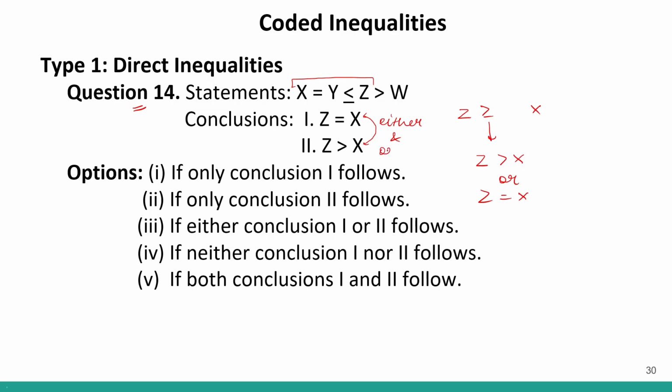Correct? I can say that Z is either greater than or equal to X. So we have either and or. That means our answer will be either conclusion 1 is true or 2 follows. So answer will be option number 3. Am I clear?